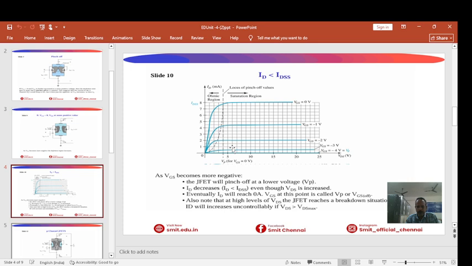So this is a very important aspect of the JFET. After pinch off, the current becomes almost constant. This constant current is the saturation current we can see.